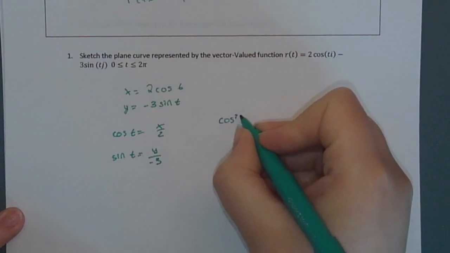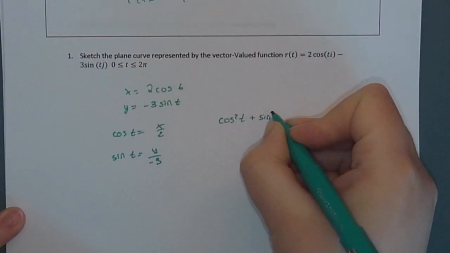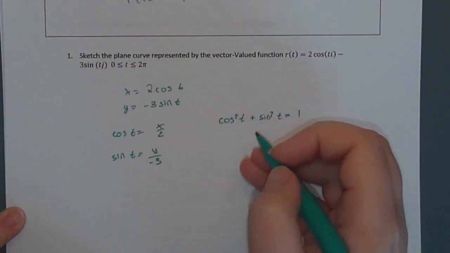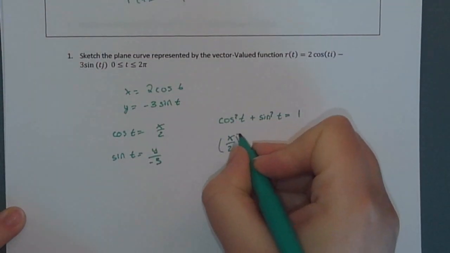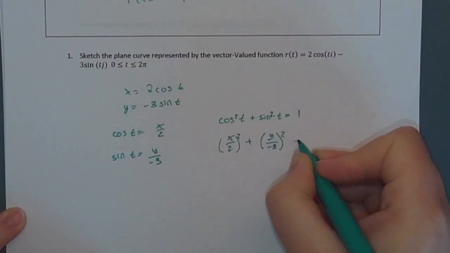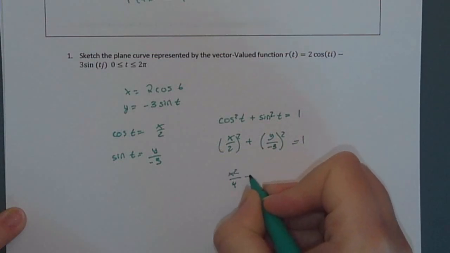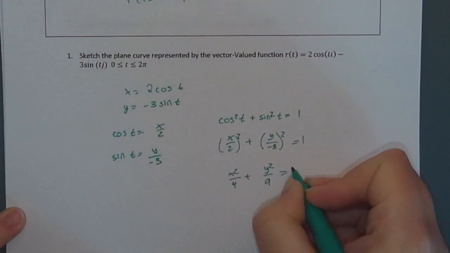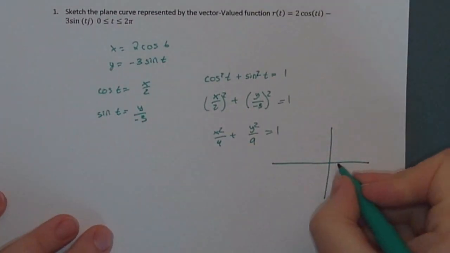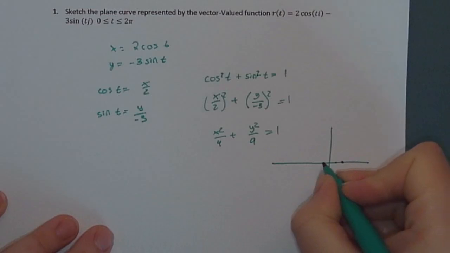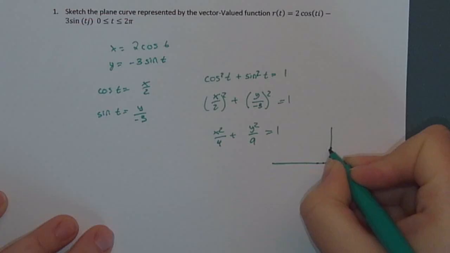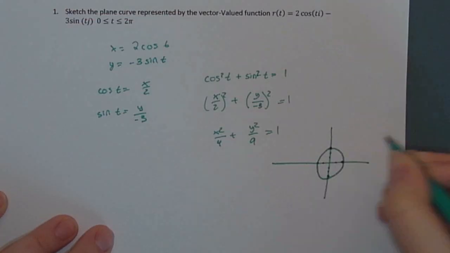So let's just say we have this, which is one of our trig identities. If we replace the cosine of t with x over 2 squared, and the sine squared with y over negative 3 squared, we get x squared over 4 plus y squared over 9 equals 1, which is an ellipse that goes out 2 and up 3. And it looks like this.